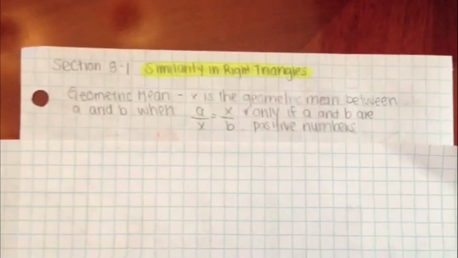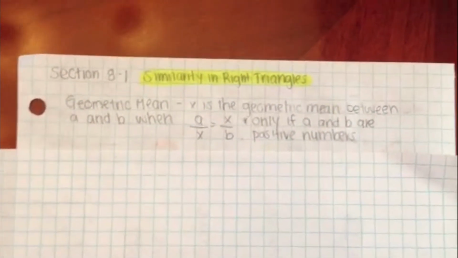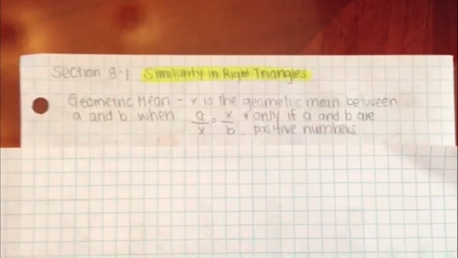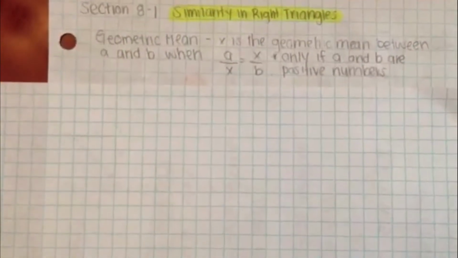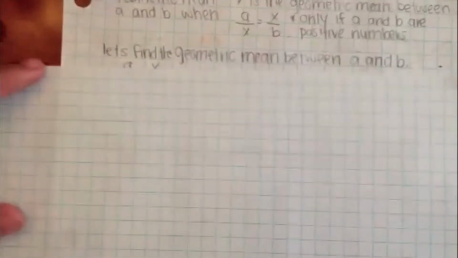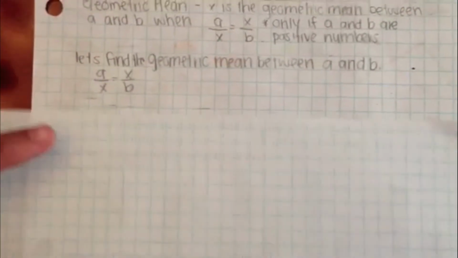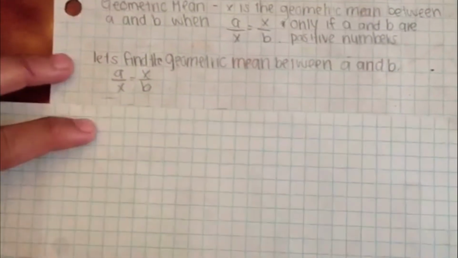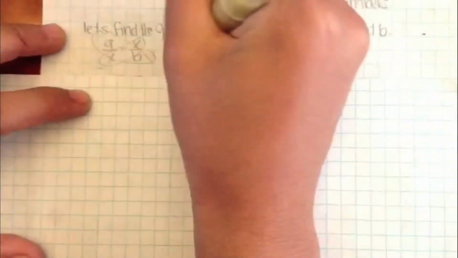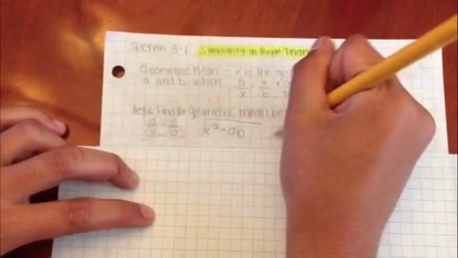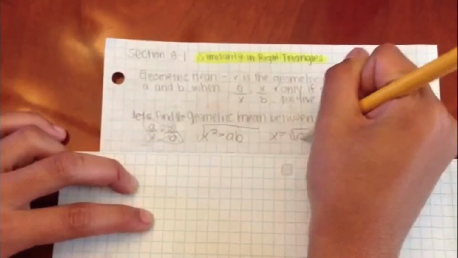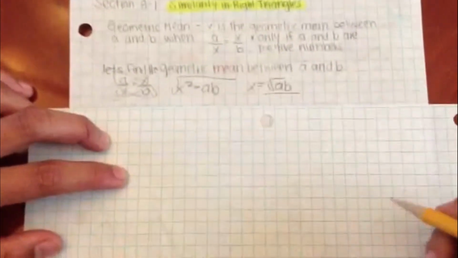X is the geometric mean between A and B when A over X equals X over B. This only applies if A and B are positive numbers. Let's find X. A over X equals X over B. To find X, you have to cross multiply, making it X squared equals AB. Then you simplify by finding the square root. X equals rad AB, and this is your geometric mean.